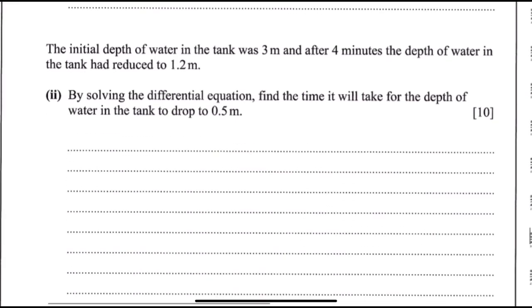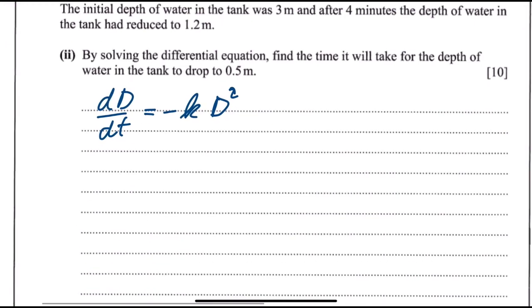Let me write down my equation again. What have I just said? dD/dt is equal to minus kD squared. Now, I'm going to bring that across, and I'm going to write that as 1 over D squared dD over dt is equal to minus k.